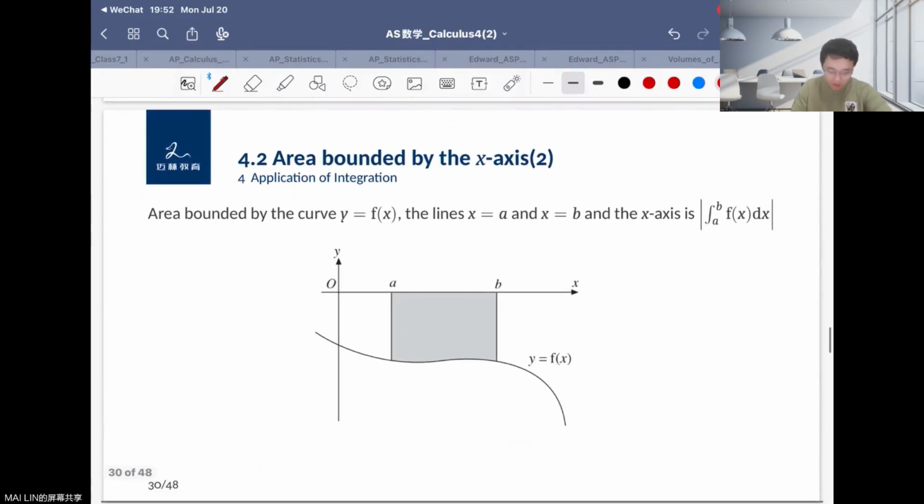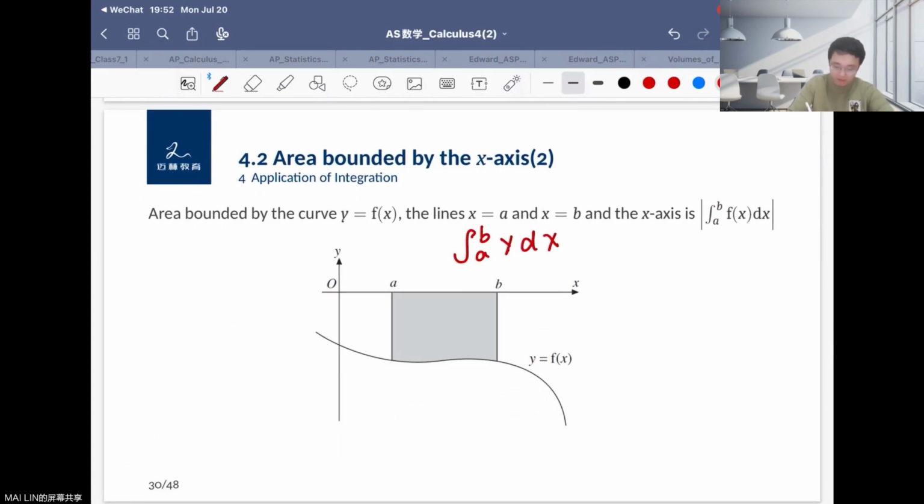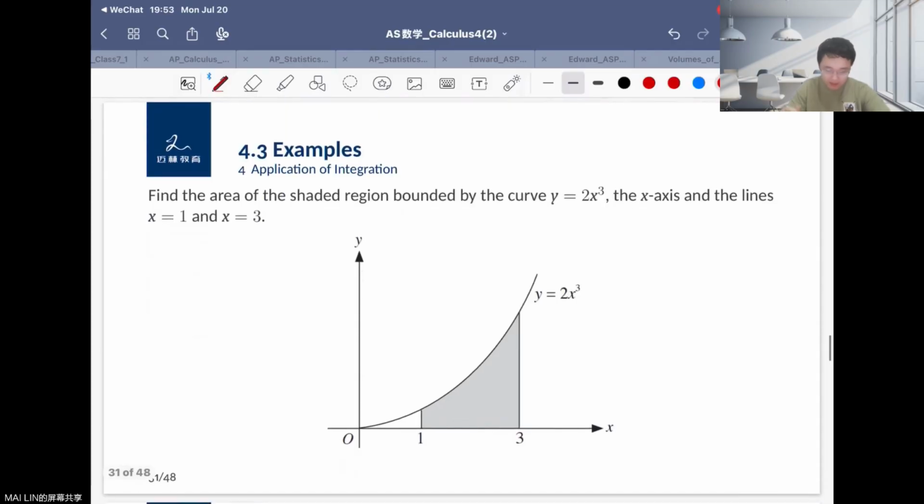Also remember that the integration is the integral from a to b of y dx. Here we can find that all the y values are below the x-axis, so they are all negative values. This is very important for truly understanding how to calculate the exact area. Because the value is negative, if you take its modulus it becomes positive. Since the area of a shape can only be a positive value, we have to add a modulus here.